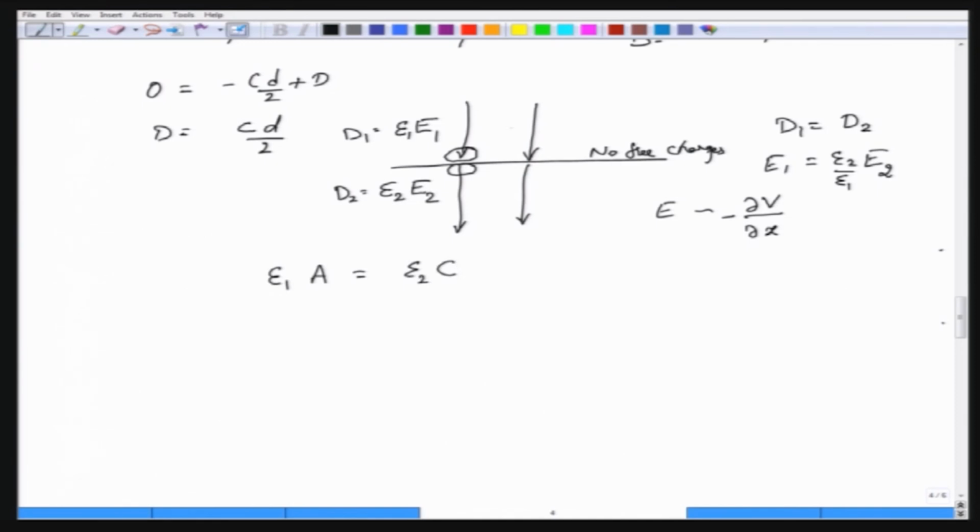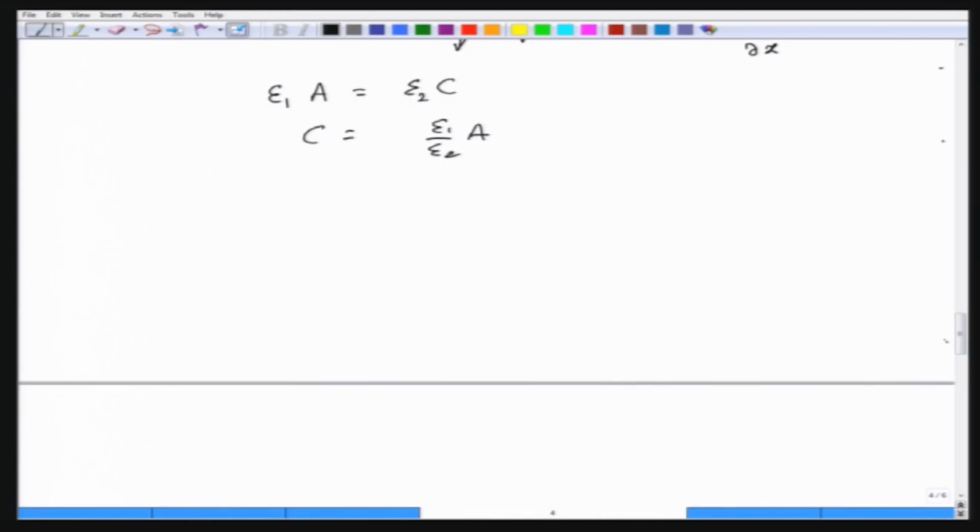The electric field was all uniform, differentiate that one with respect to x in the region 1 and in the region 2 and equate the two after multiplying by epsilon. When I have done this, I can write down C as epsilon 1 by epsilon 2 times A. Good. We have gone from 4 constants of integration to 3 constants of integration.